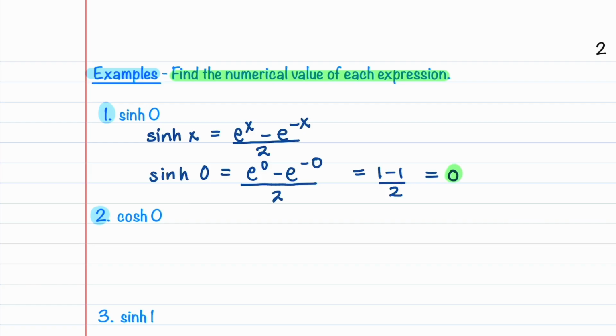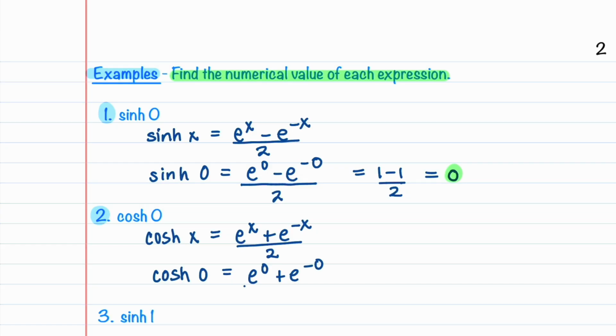Now let's look at our second example. We are going to evaluate cosh of 0. Again, we're going to start with the definition. Cosh of x is equal to e to the x plus e to the minus x over 2. There's a plus in this one instead of a minus, like with the sinh. Now we're going to substitute in that x is 0. So this is e to the 0 plus e to the minus 0 all over 2. And this gives us 1 plus 1 over 2. And we get a value of 1.